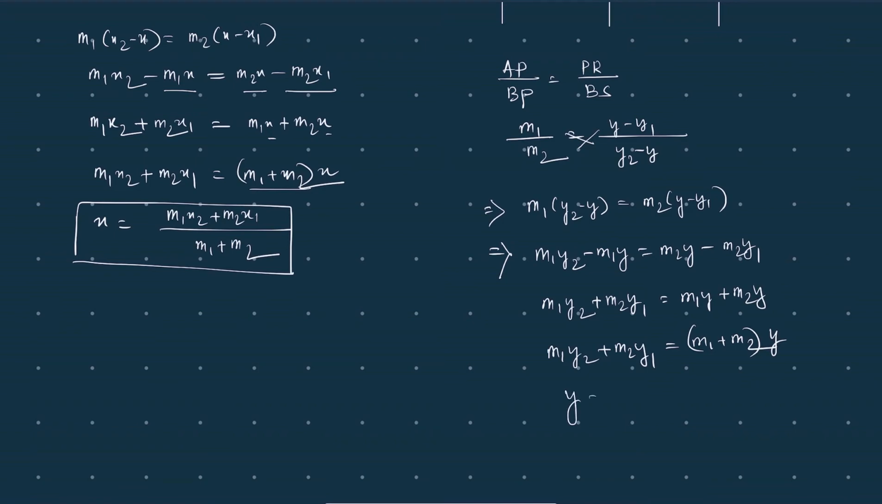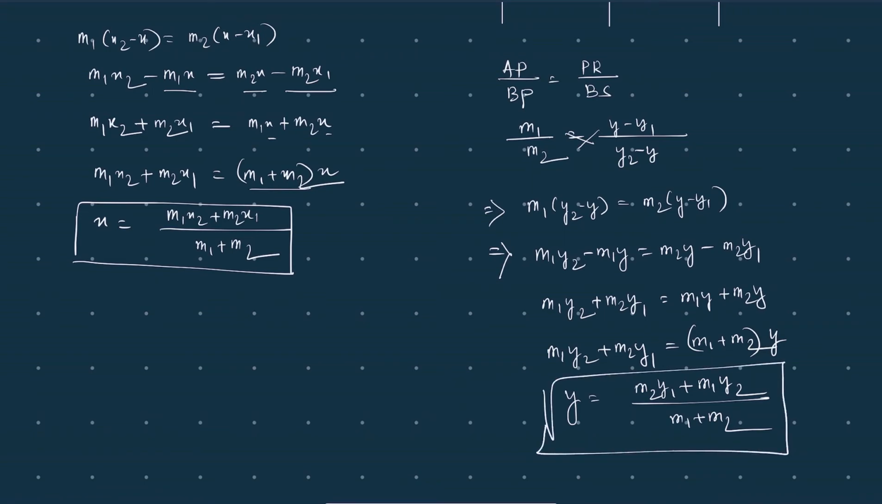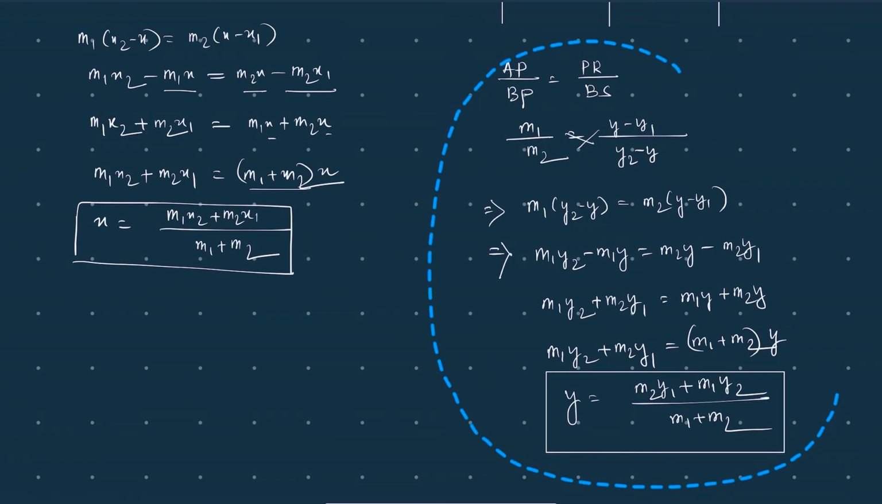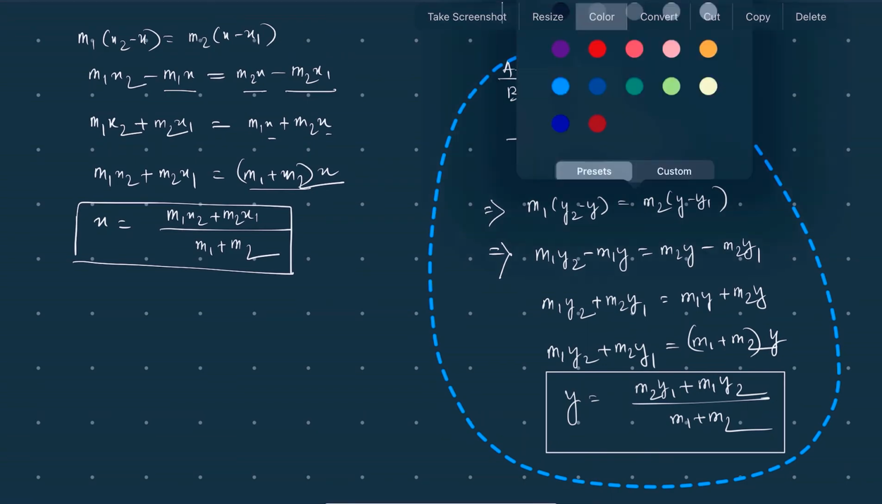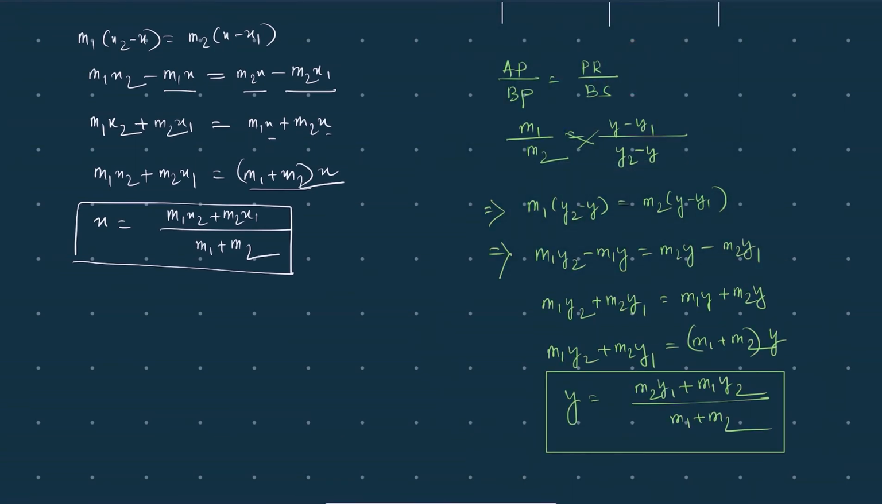So this y is going to be m2 into y1 plus m1 into y2 by m1 plus m2. And this is for the y coordinate. Okay, we can convert it into a different color. So this is the x coordinate and y coordinate. This is called the internal formula.